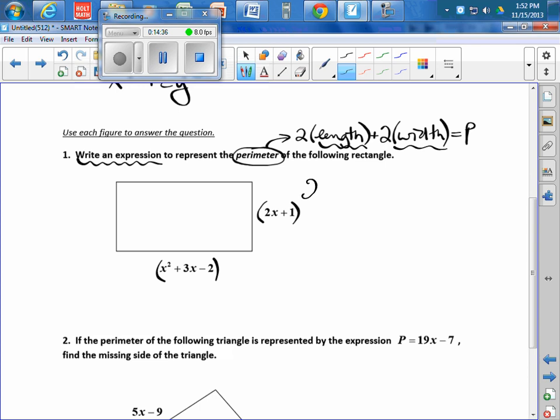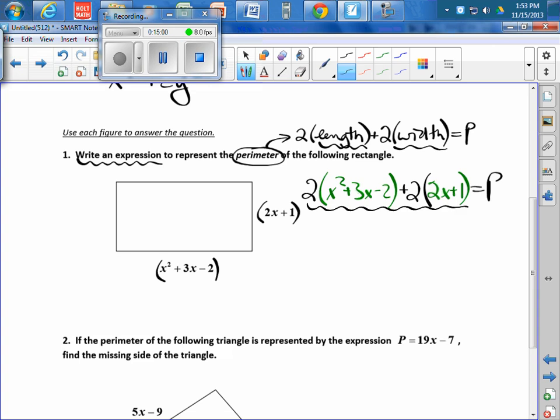So I'm going to have 2, and then the x squared plus 3x minus 2 goes here. And then I'm going to have plus 2, and then the width is 2x plus 1 equals the perimeter. So once I simplify all of this, I'm going to have my expression, because whenever you write an expression, automatically, class, it means you want it in simplest form.